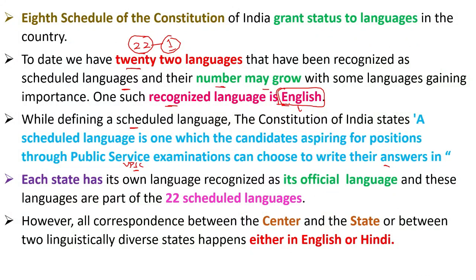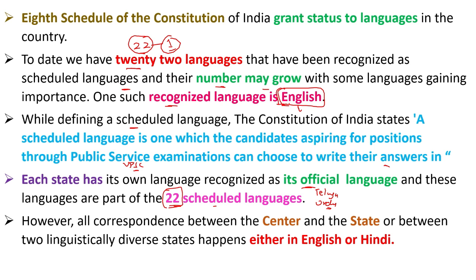Each state has its own language recognized as its official language. Yes, in our state we have Telugu as the official language and Urdu is the second official language. So each state can take its own official language. And these languages are part of the 22 scheduled languages. Every state can have its own language as official language, and that can be considered among the 22 languages.